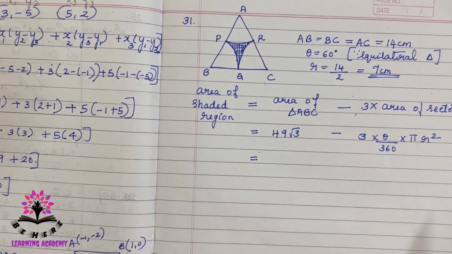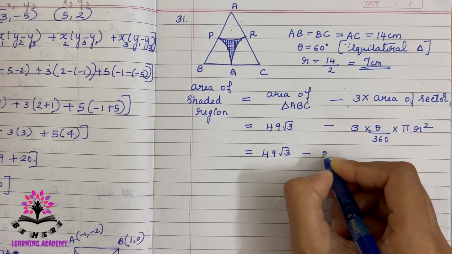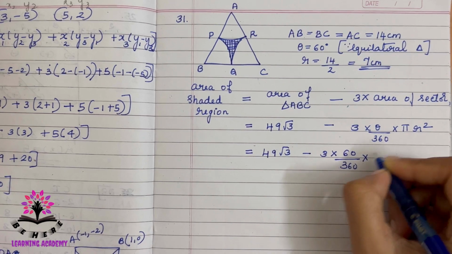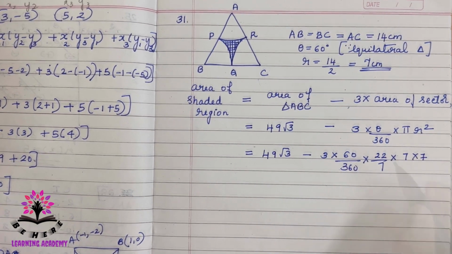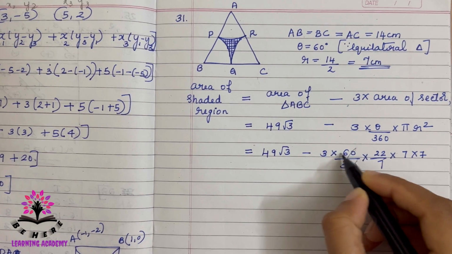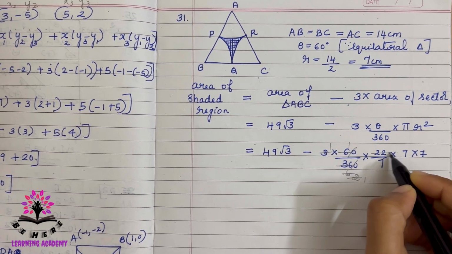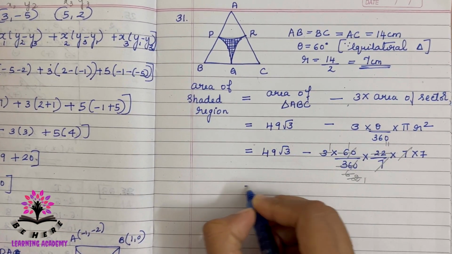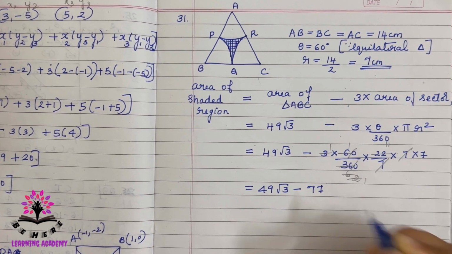Let us substitute these values here. So it is 49 root 3 minus 3 into 60 by 360 into 22 by 7 into 7 into 7. So let us do the substitution here. 6s are 6, 3 6s are 3, 2 1s are 2, 11s are 11, 7 and 7 cancels. So the remaining will be 49 root 3 minus 77.